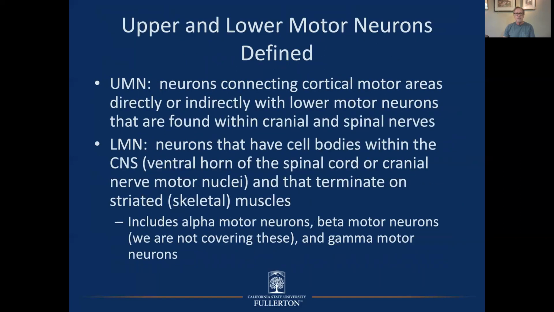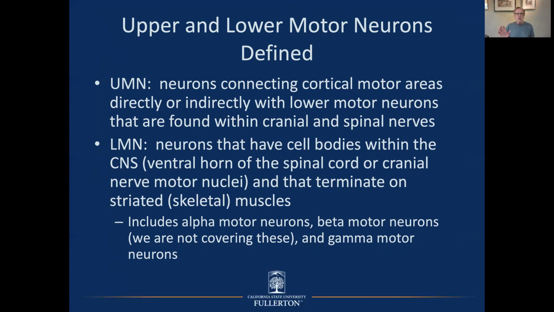Okay, did I skip something? I did, yeah, good thing. Now, I've used these terms before, but I want to give a more formal definition: upper and lower motor neurons. Upper motor neurons are neurons that connect the cortical motor areas of the brain directly or indirectly with lower motor neurons that are found within cranial nerves and spinal nerves. Okay, now what are the lower motor neurons? The alpha motor neurons and the gamma motor neurons. Anything that provides input to that would be an upper motor neuron.